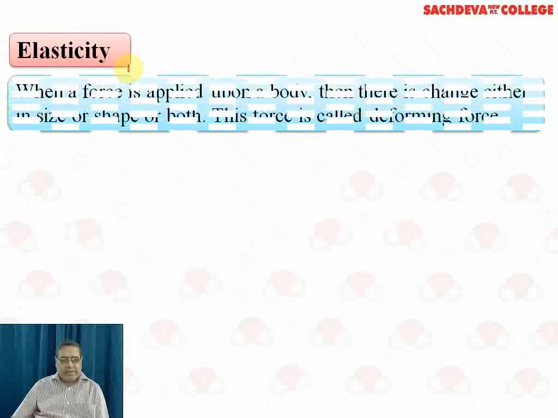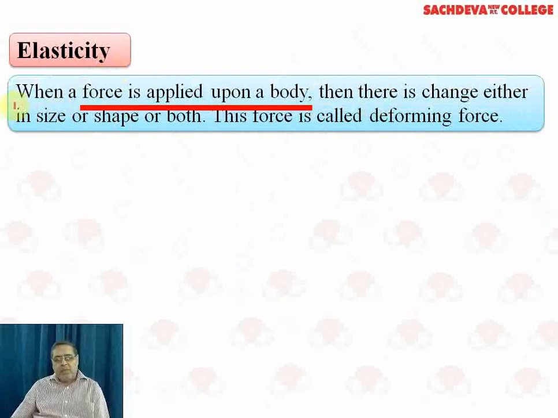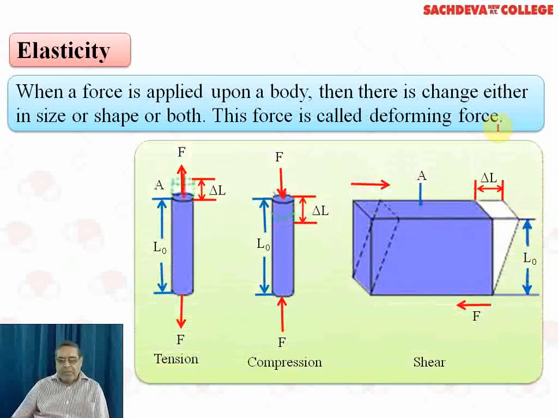Now we come to the main concept of elasticity. When a force is applied upon a body, there is a change either in size or shape or both. When we speak of size, we are referring to lengthwise, area-wise, or volume-wise change. This force is called the deforming force. So it is essential that in order to deform the body, some force is always applied, and that force is called the deforming force.